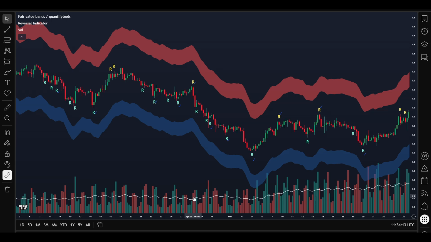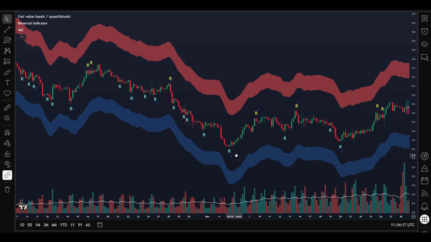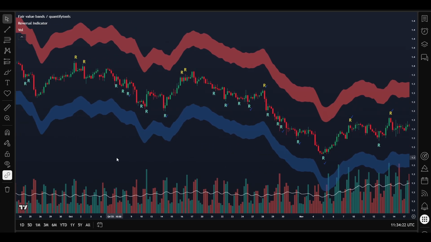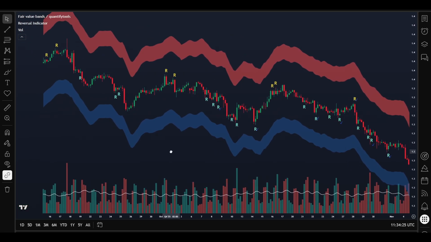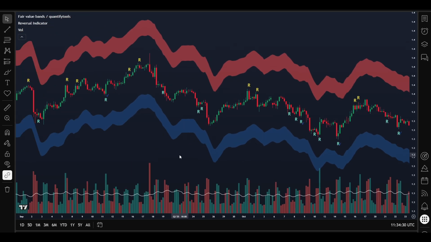Execution. Confirm on the close. Enter next open. Stop beyond structure. Target 1.5 R. If any box is unchecked, no trade. Trade the plan, not the impulse, and let the next 50 to 100 trades show the edge.